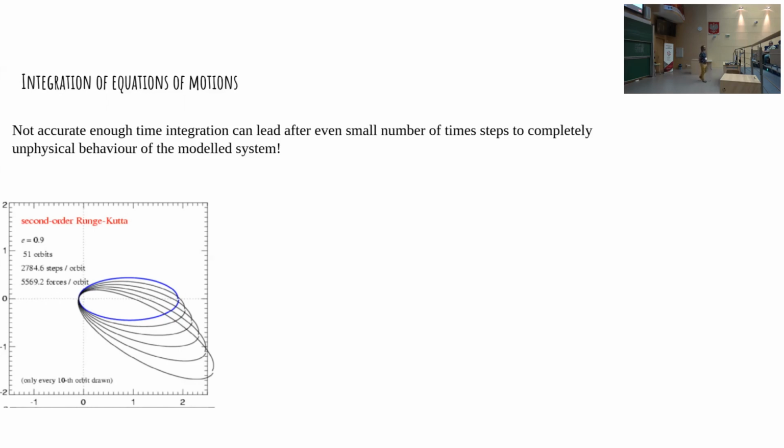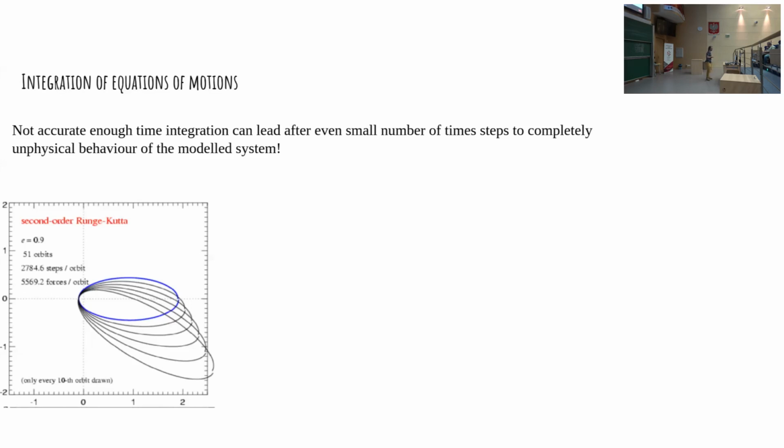It's a very simple system. We have a fixed point mass potential, and a particle on an orbit. The eccentricity of the orbit is 0.9. And you see, after 51 orbits it looks like that. It actually decays, and the system is gaining energy because the orbit is becoming larger. Only every 10th orbit is drawn. So you compute more or less 5,000 forces per orbit, and you have 280 steps per orbit. So it's quite accurate in the number of time steps, but you see something wrong is happening in the system.